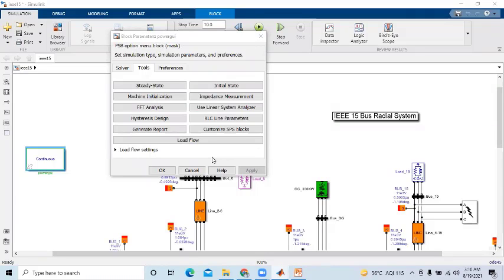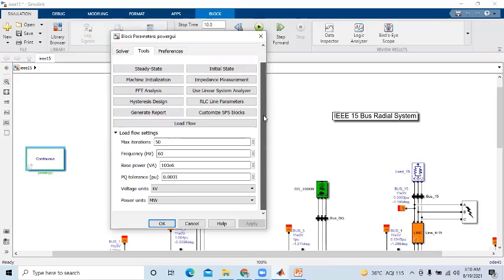Now, if you would like to make modifications in the load flow settings, we can do this as well. That means how many maximum iterations we would like to take, along with the frequency and the base power. Here the base power has been taken as 100 MVA, and the PQ tolerance level, that means below which the P and Q tolerance limit, is defined over here.